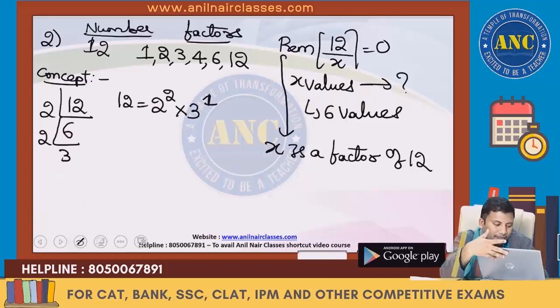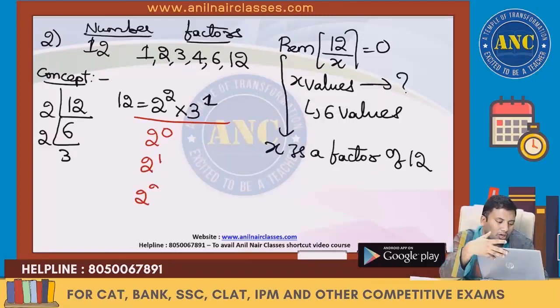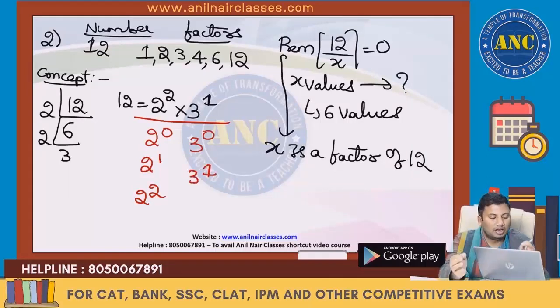Now see here. Take all the powers of 2 starting from 0 to the given power: 2 power 0, 2 power 1, 2 power 2. Take all the powers of 3 starting from 0 to the given power: 3 power 0, 3 power 1.